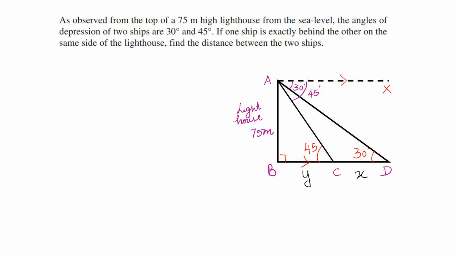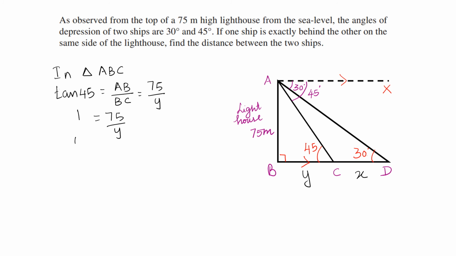Okay. Now here we are going to write in triangle ABC: tan 45 equal to AB by BC, opposite by adjacent as usual, 75 by Y. What is tan 45? 1 equal to 75 by Y. Cross multiply, Y equal to what you will get? 75 meter. Y equal to 75 meter.